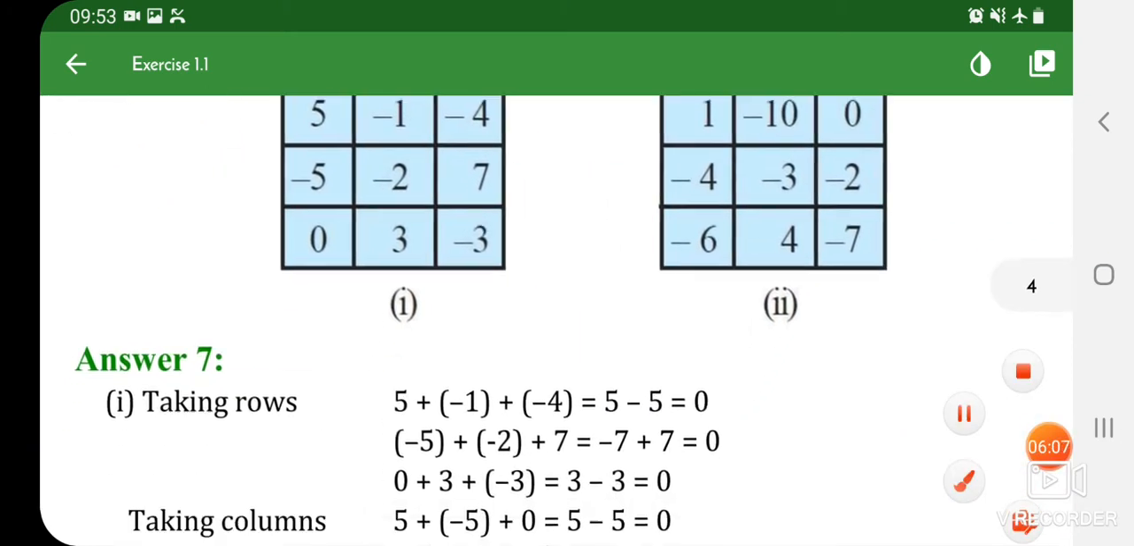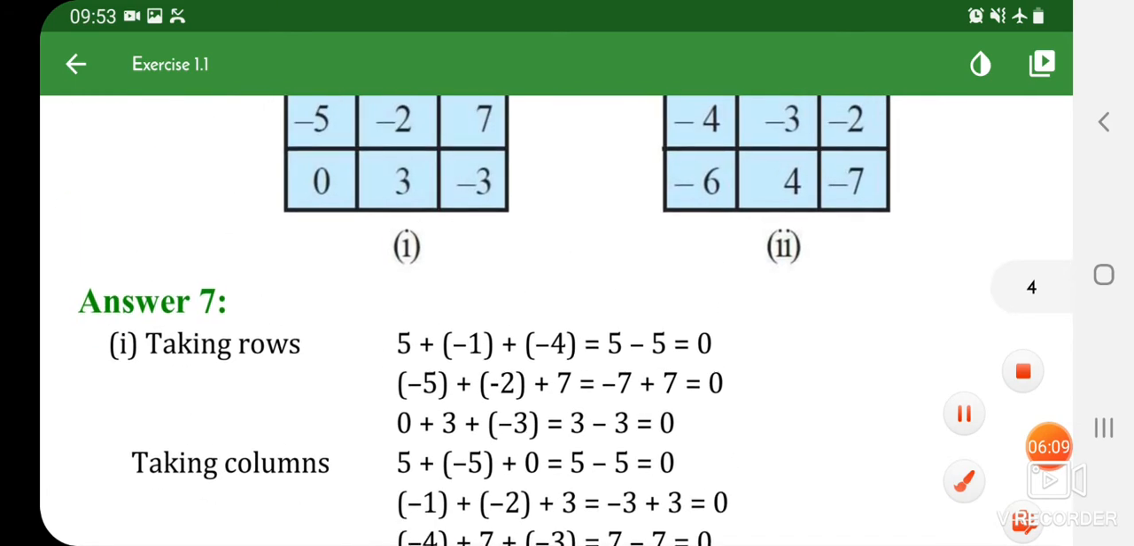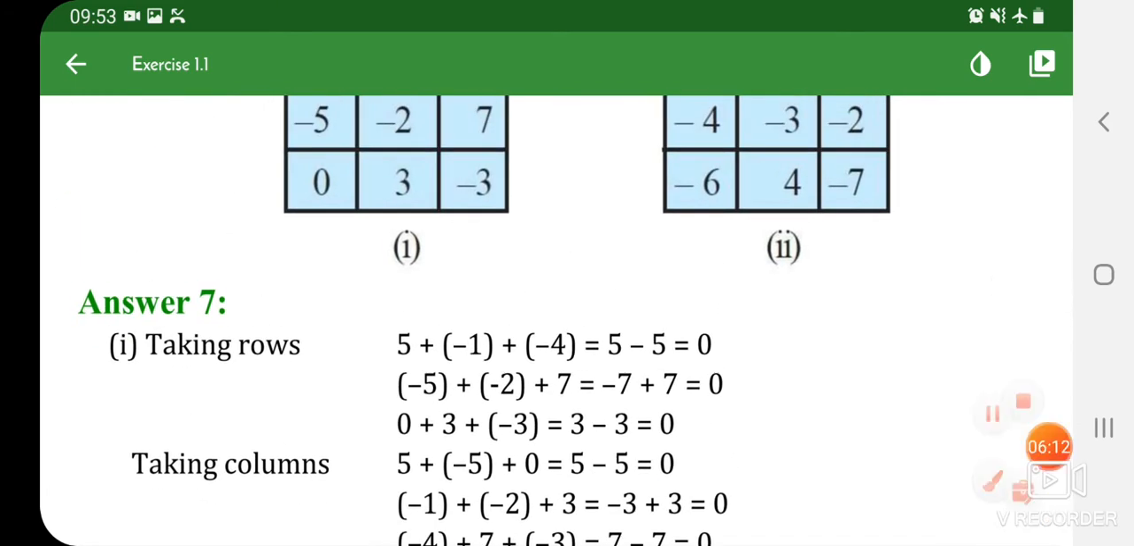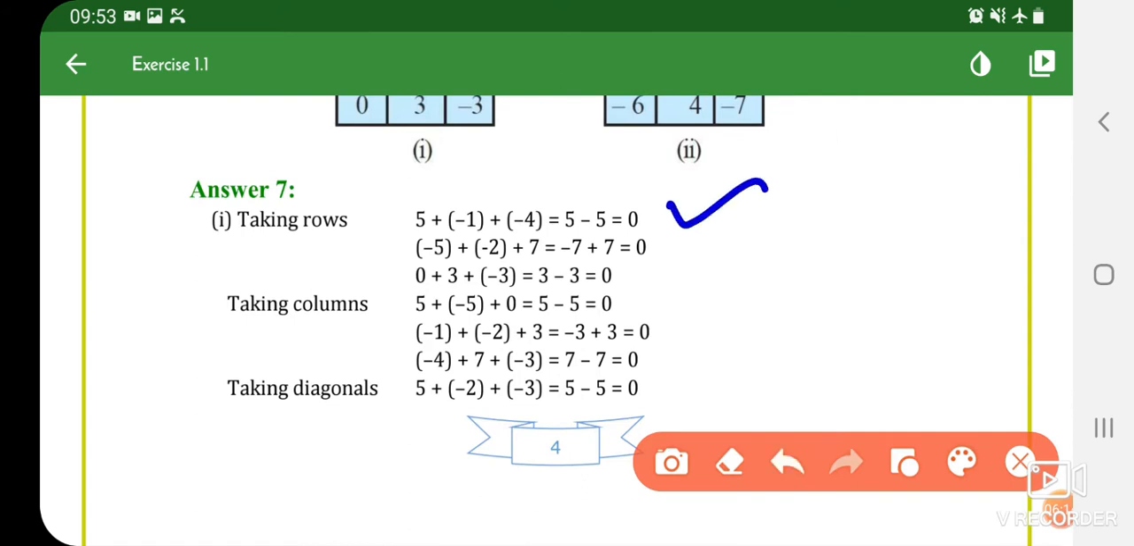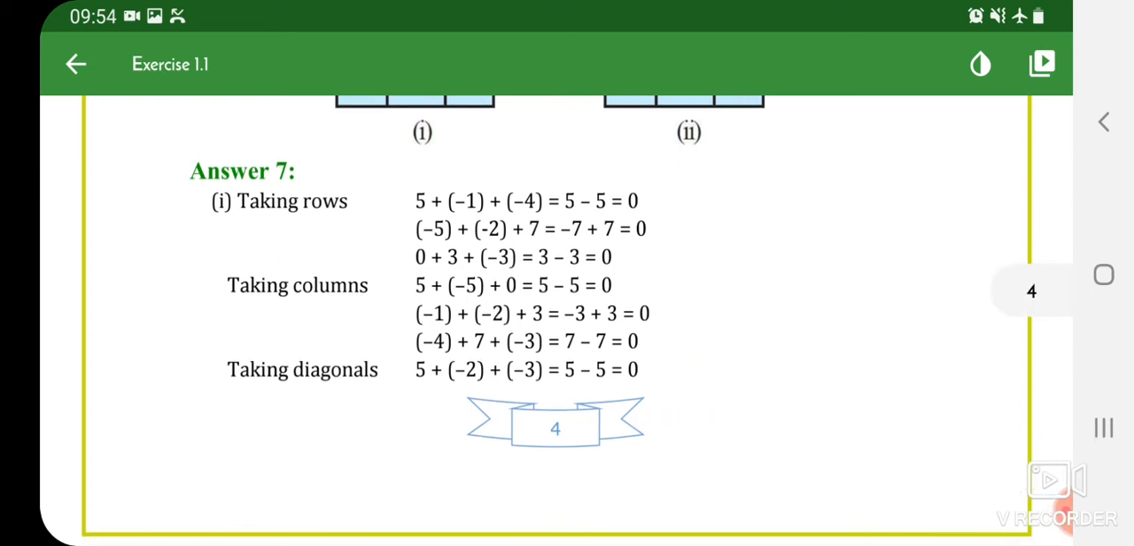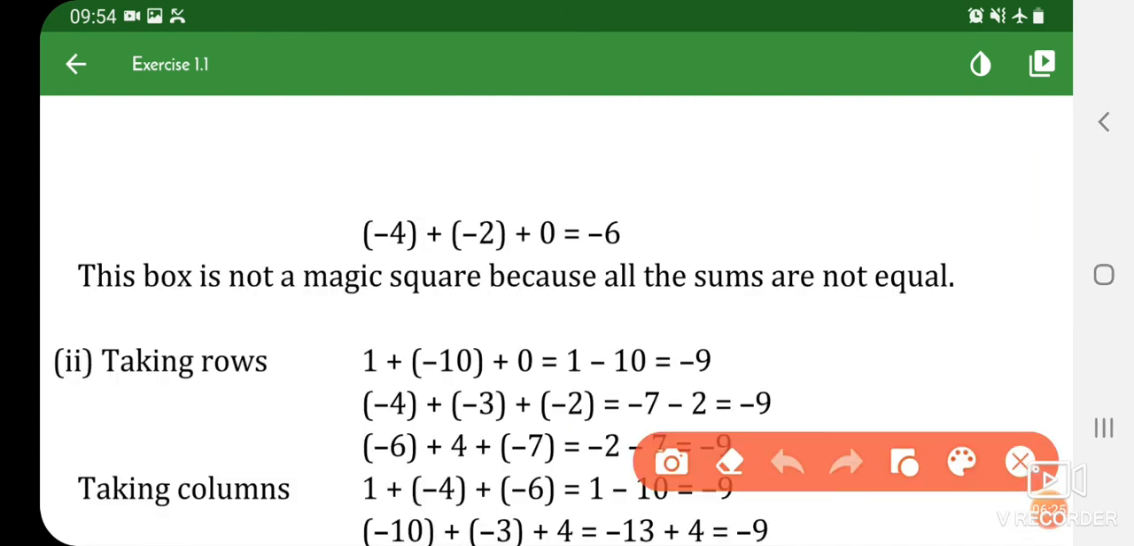So this is minus 6. That means this is not a magic square. You can see here that when we add the rows, the answer is 0. When we take the columns, the answer is 0. When taking the diagonal, the first diagonal is 0, but when we take the second diagonal, the answer is minus 6. That means this box is not a magic square, because all the sums are not equal; here it is minus 6. That's why this is not a magic square.